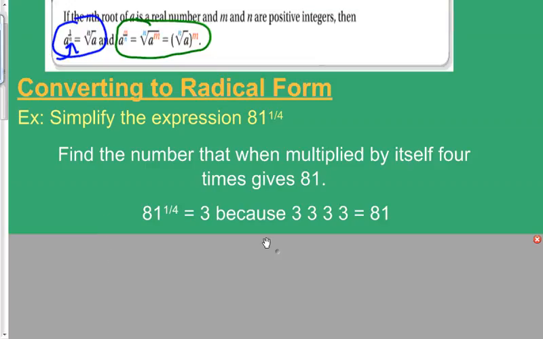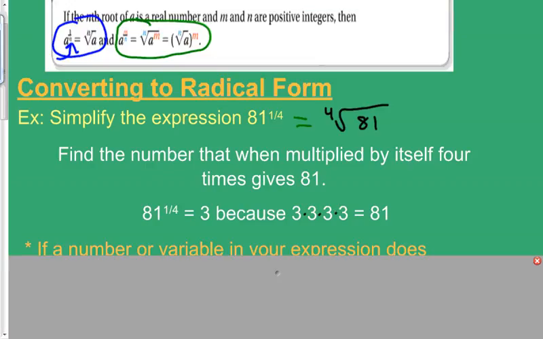Now, that would be the same thing, based on what we just saw, as the fourth root of 81. Okay, it's 1 over 4, so it's the fourth root of 81. And we finally get the answer of 3, because 3 times itself 4 times gets you to 81. Okay?